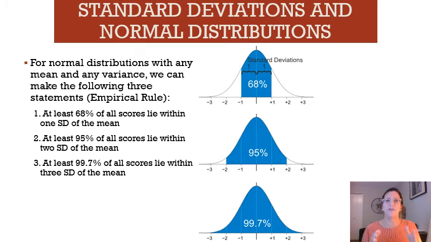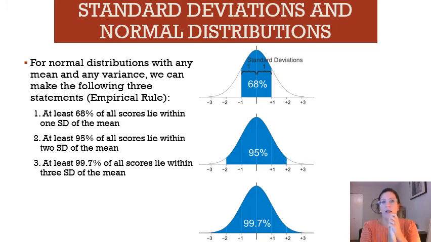So there's rules. If we have a normal distribution, we know very specifically that 68% of the data is going to fall between one standard deviation above the mean and one standard deviation below the mean. So it doesn't matter what the mean is or what the scores are. If it's a normal distribution, meaning a perfectly bell-shaped curve with 50% on one side and 50% of the data on the other side, 68% of the data is going to fall between one standard deviation above and below.